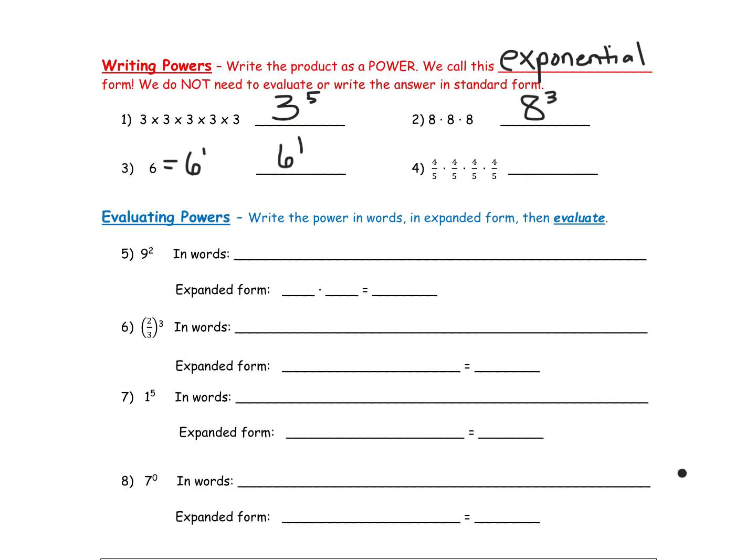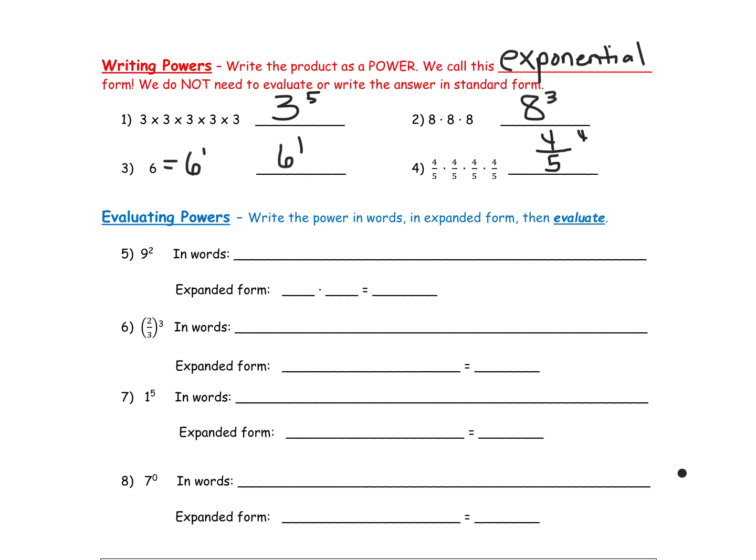Now number 4 can be a little bit tricky. We're taking 4/5 times 4/5 times 4/5 times 4/5. Since the whole entire fraction is being multiplied by itself 4 times, you might think you can write your answer as 4/5 to the 4th power, but that's technically not correct.